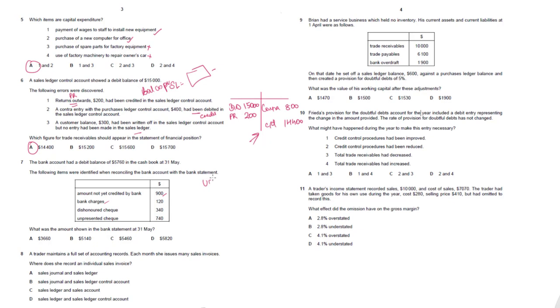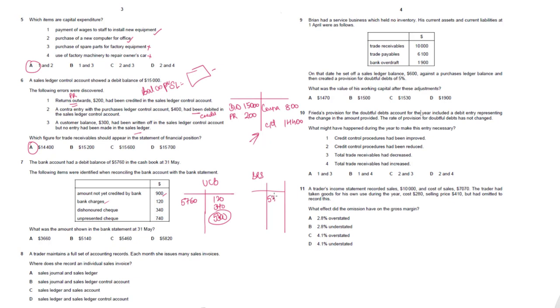First, prepare the updated cash book. That starts with the debit side balance brought down, 5760. Bank charges 120, dishonored check 340. So the revised balance carried down would be 5760 minus 460, 5,300.